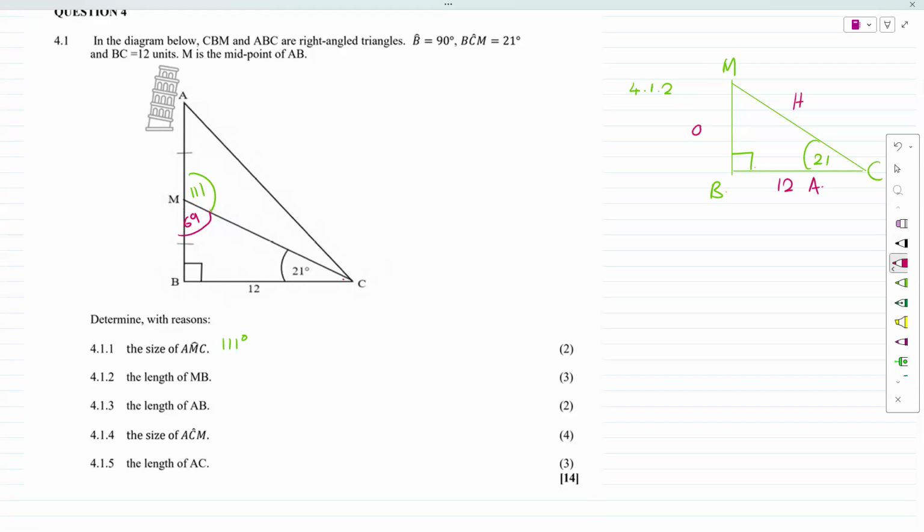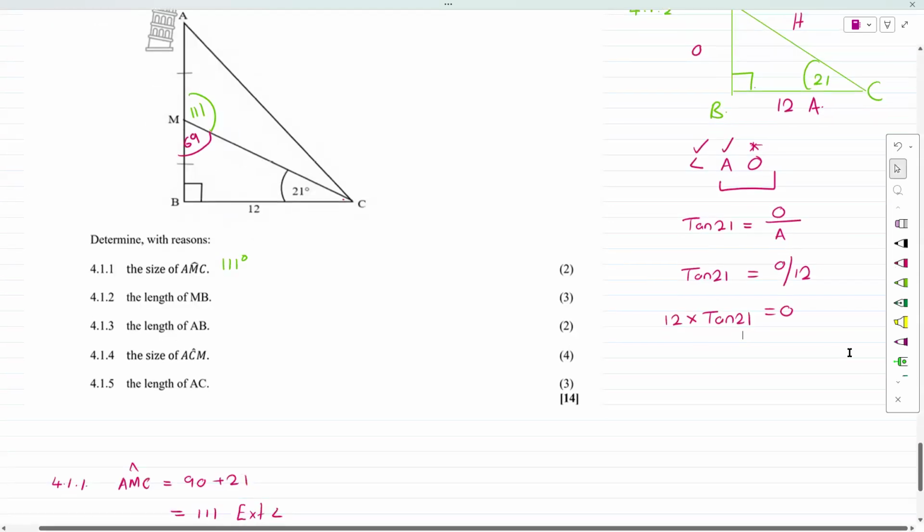We have the adjacent. We have the angle, but we want the opposite. So in terms of SOHCAHTOA, this is tan. So tan of 21 equals O over A. Tan of 21 equals O over 12. And then O equals 12 times tan 21. And 12 times tan 21 equals 4.61 units, right?